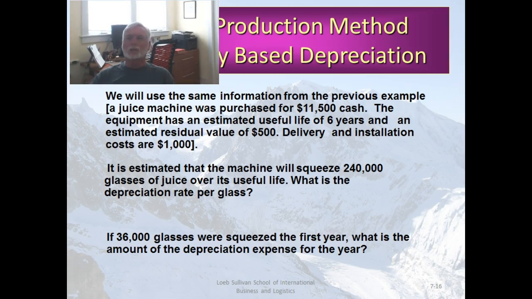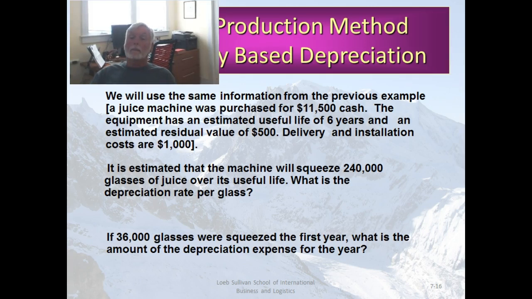So now let's look at units of production. I said this is a valid method for tangible assets. It's also required for natural resources. We'll get into natural resources later, but this is a required method for them. So same information: $11,500, 6-year life, residual value of $500, and delivery and installation costs of $1,000. But here we have one more piece of information. This machine, over its useful life, can squeeze 240,000 glasses of juice.